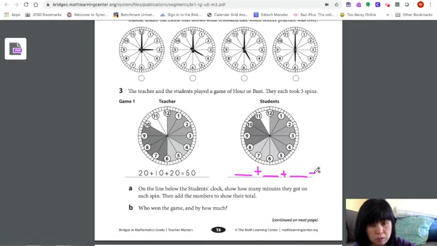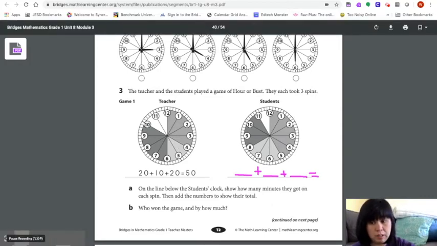So then you should have an equation that looks like this. So this is 1 spin, this is another spin, this is a 3rd spin. And then what you're going to do next is you're going to tell me who won the game and by how much. So you're going to tell me, did I win or did the students win, and how much more did they win by? All right. We're going to look at page 2 next.